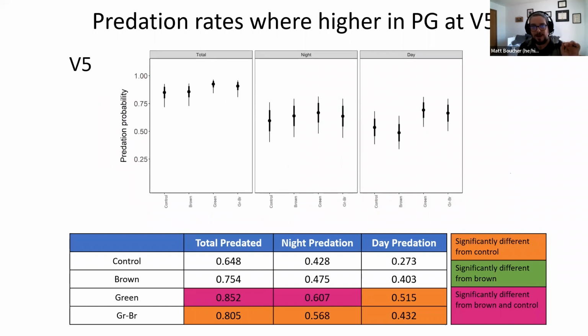Same thing at V5. What you're also going to notice is just a general trend of increasing predation rate. This is the wrong table here. Yes, I put the wrong table in, so ignore these data down here.